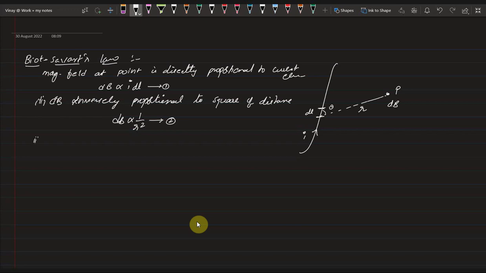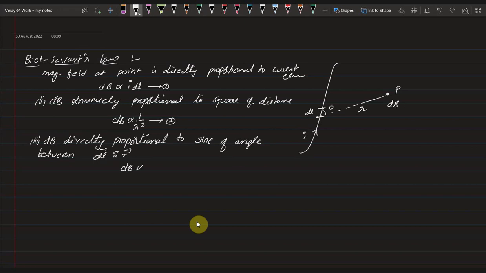And this magnetic field dB is directly proportional to the sine of the angle between dl bar and r bar. That is, dB is proportional to sine theta. Take it as equation number 3.